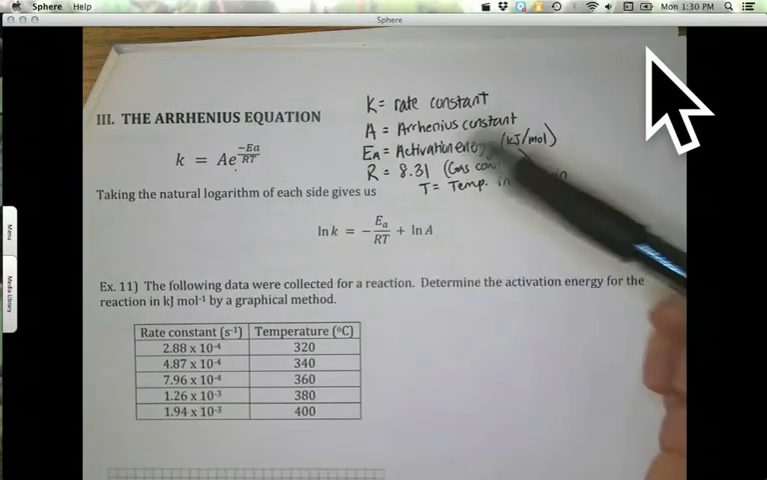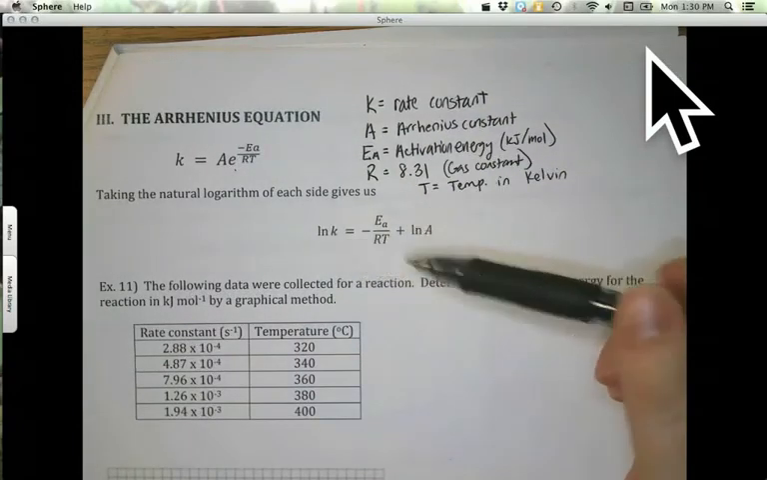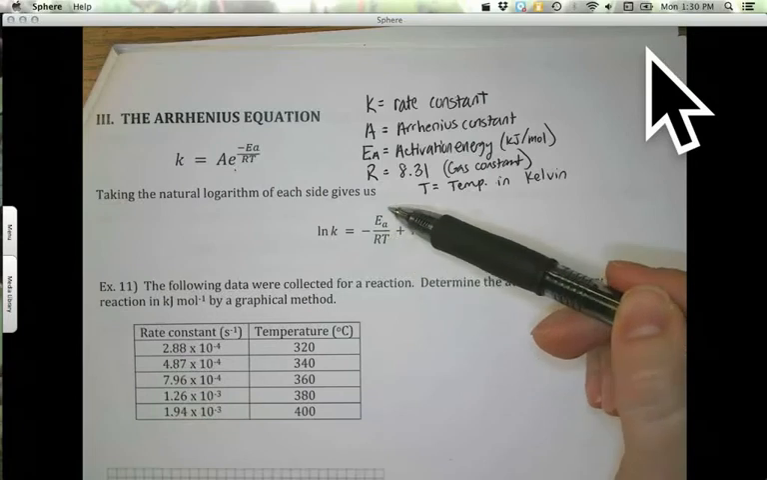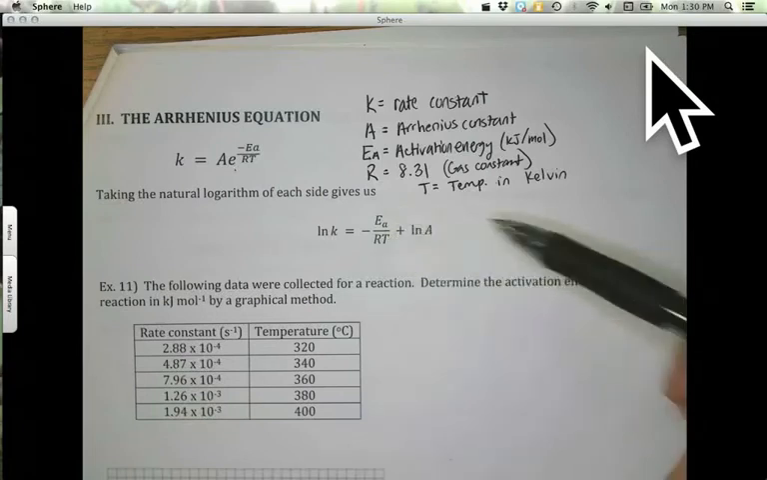this expression happens when you take the natural log of each side, and so you get the natural log of k equals negative Ea, activation energy, over RT plus the natural log of A.